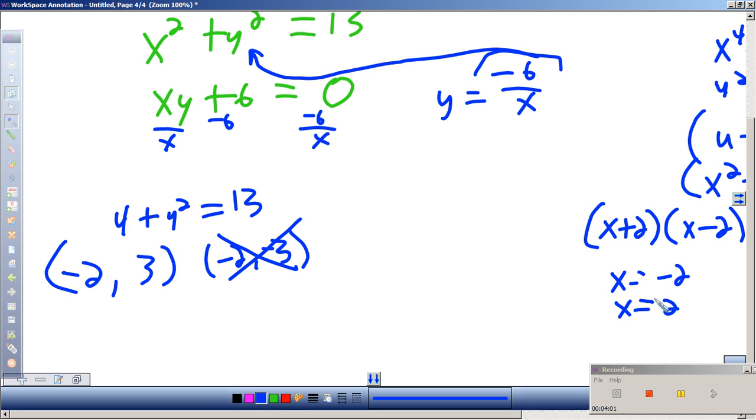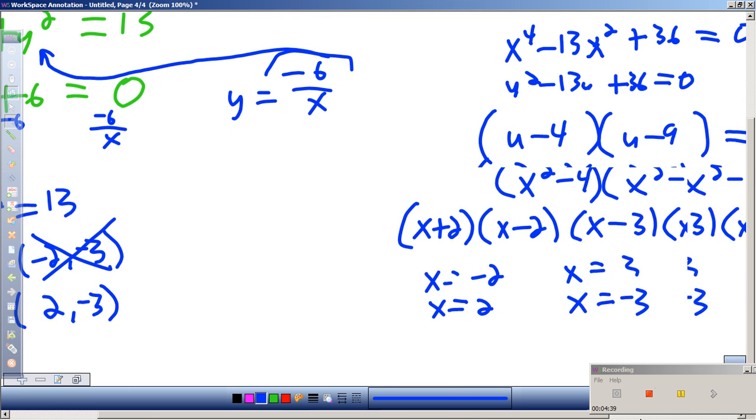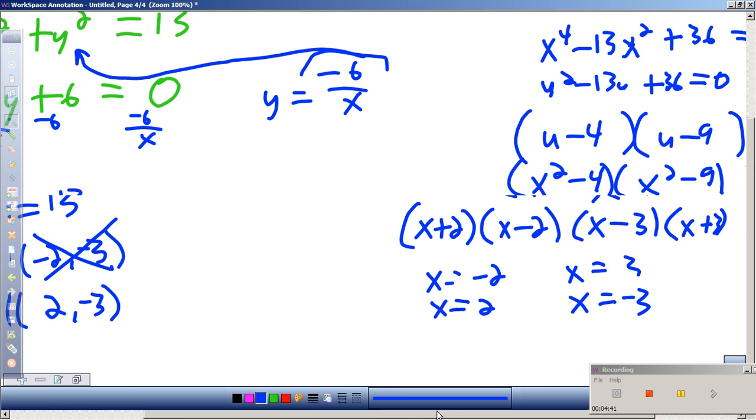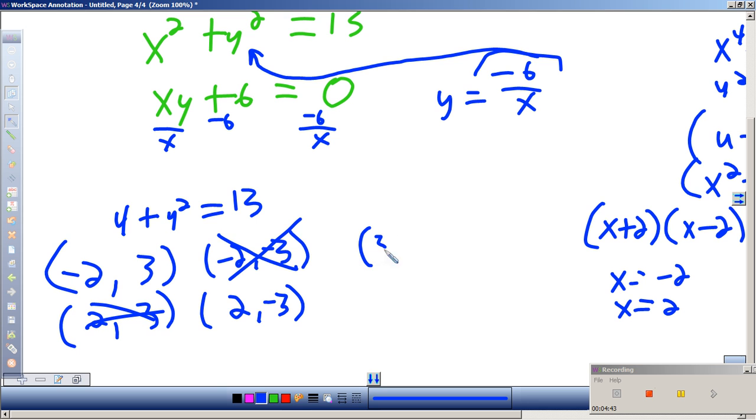Now, if x equals 2, how would it be different? We have 2, 3, and 2, negative 3. Will both of them work? Which one doesn't work? 2, 3, because 2 times 3 is positive 6. So we've got two solutions. Now let's go over here: 3 and negative 3.